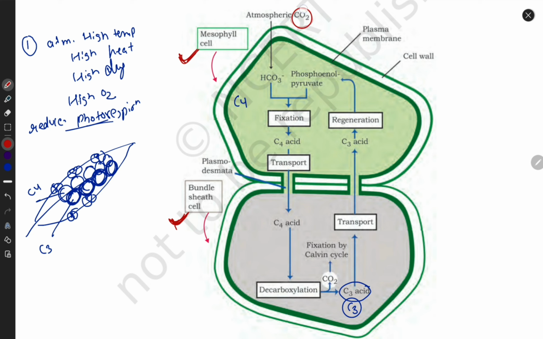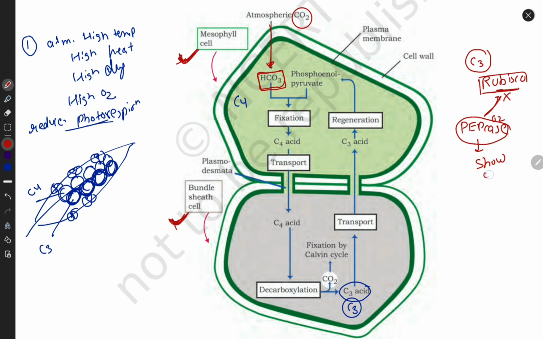Atmospheric CO2 enters into the mesophyll cells. Clear, guys? Now in the case of C3, we know that the Rubisco enzyme works. But in the case of C4, this enzyme does not work because it also binds with oxygen, and this is harmful for the plant. So the PEP case enzyme shows affinity only for CO2.